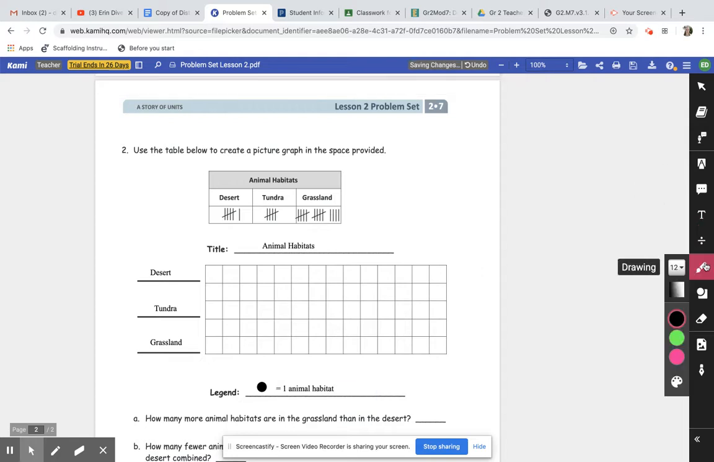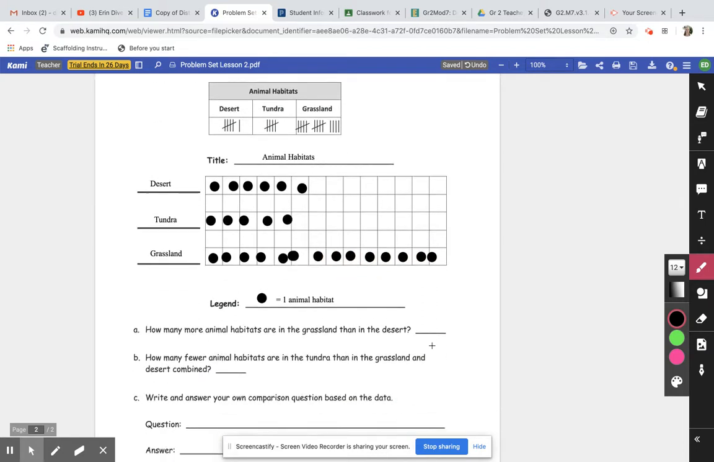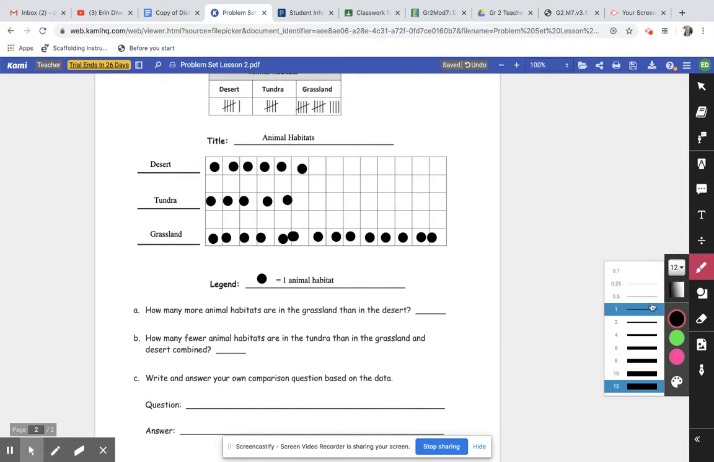The next thing we want to do is start plotting our information here. So in the desert, we've got 6 animal habitats. 1, 2, 3, 4, 5, 6. In the tundra, we've got 5. So I'll plot those. 1, 2, 3, 4, 5. And in the grassland, we've got 14. So 1, 2, 3, 4, 5, 6, 7, 8, 9, 10, 11, 12, 13, and 14. So it gives us just enough space there.